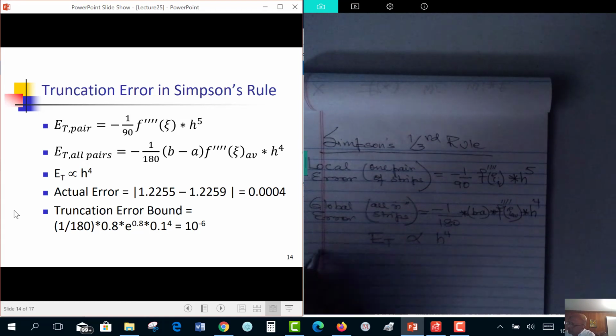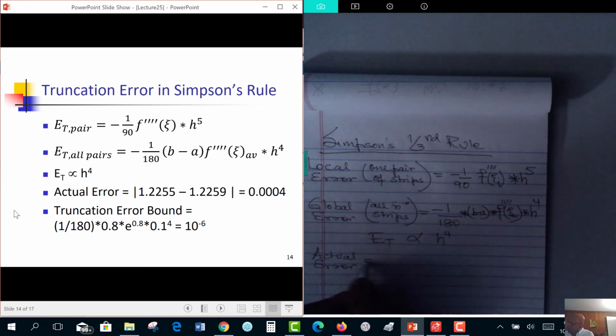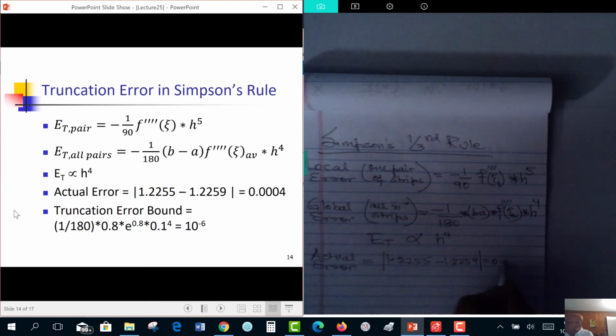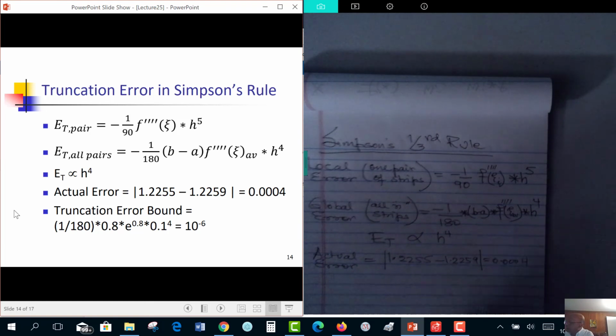So let's see what happens. We calculate actual error. So we got 1.2255 was our true value. 1.2259 we just got as our approximation. So our actual error is 0.0004.